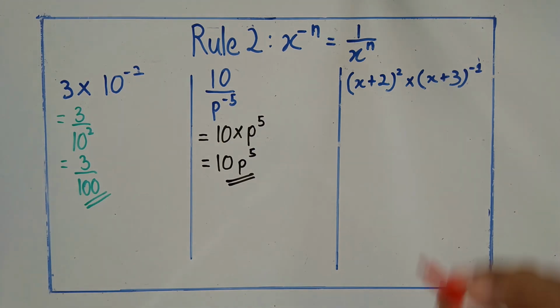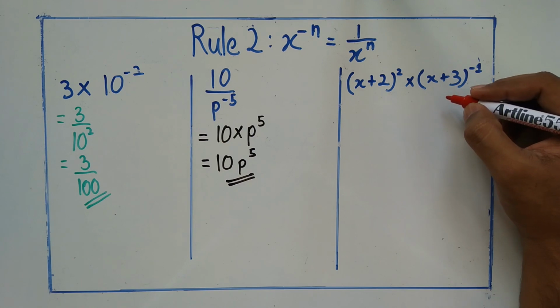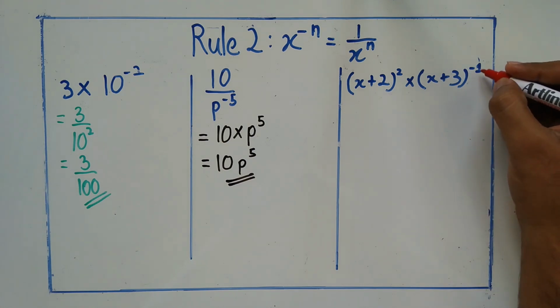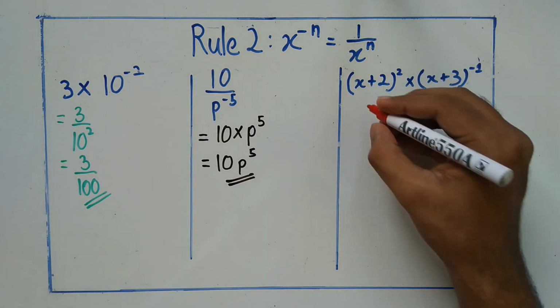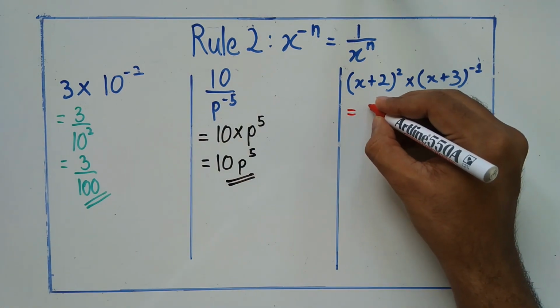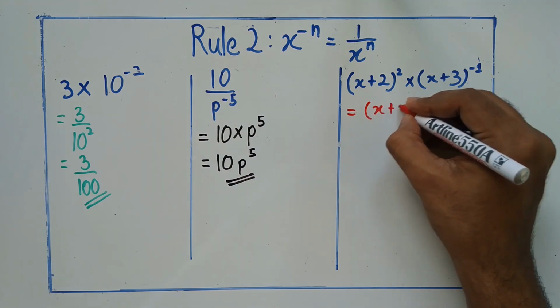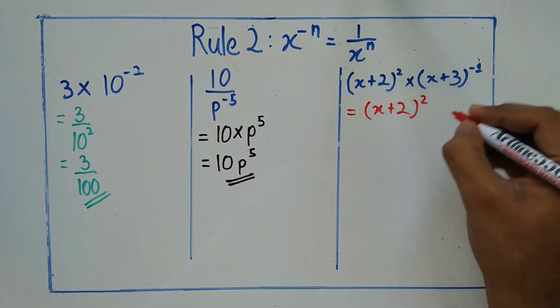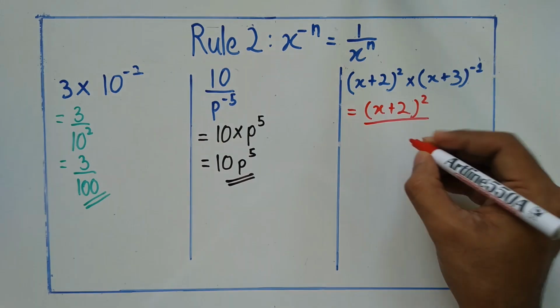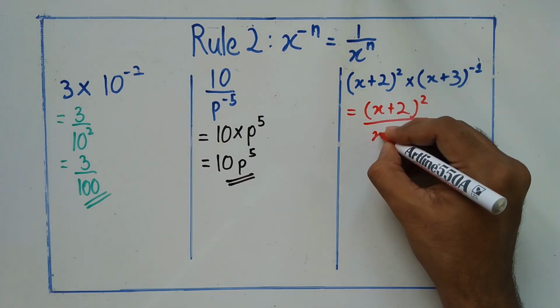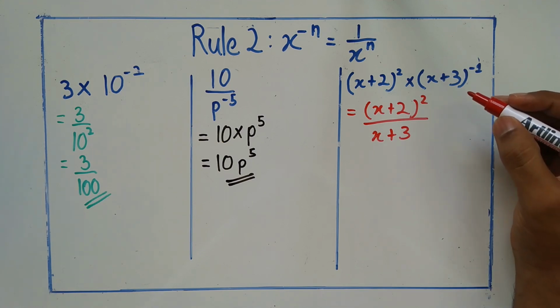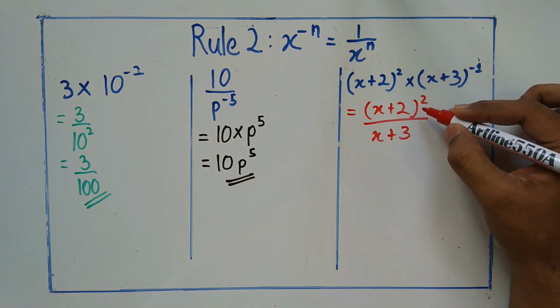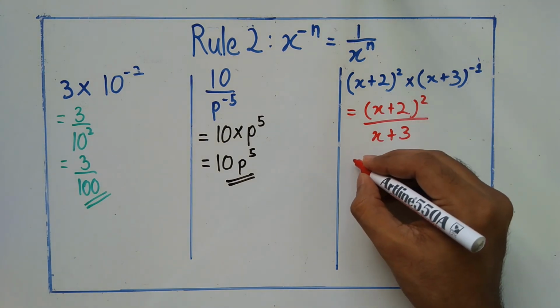In the last example, we notice that x plus 3 has a power of negative 1. Again, we repeat the same procedure by flipping the term. Then we expand this term to solve the question.